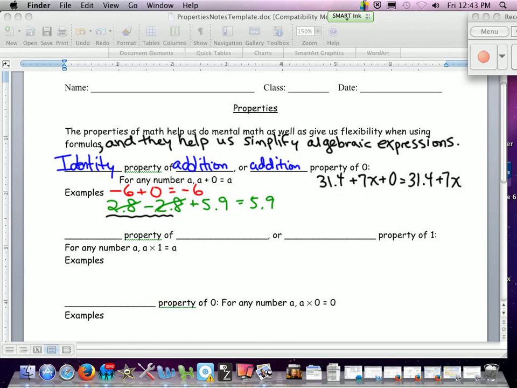The next property we're going to deal with is that one where for any number a, a times 1 equals a. So that's another one that has two names. Who can give me one of the two names? Identity property of multiplication. Identity property of multiplication is one of the names. The multiplication property of 1. Yep, so it's similar. Multiplication property of 1. So for this one, the identity property of multiplication, or the multiplication property of 1.